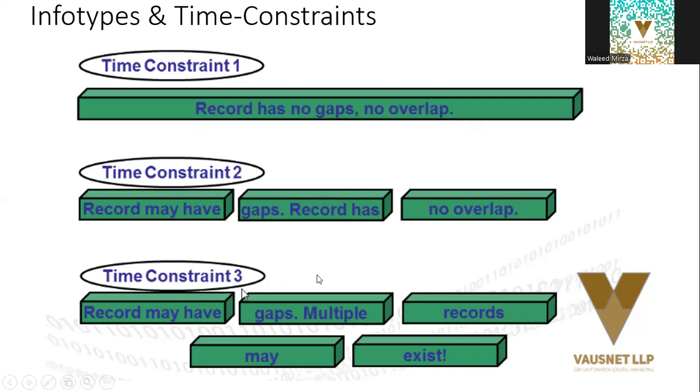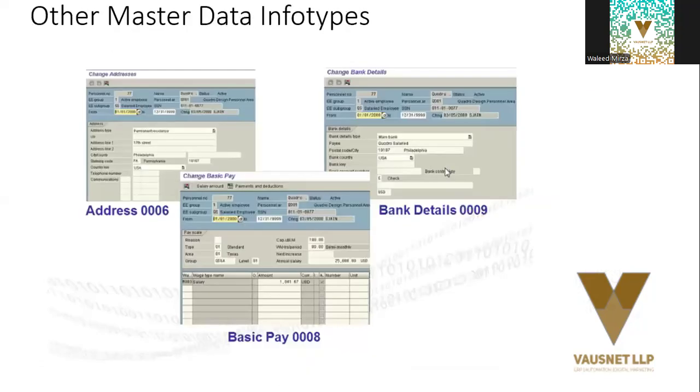Time constraint three category, it can have gaps and overlapping as well. This is very valid for people having multiple roles like project managers. They are managing multiple projects at a time. So these are some features available with time management in HCM. So info types, if we go into SAP, we'll see what are info types, but right now let's just cover all this first.